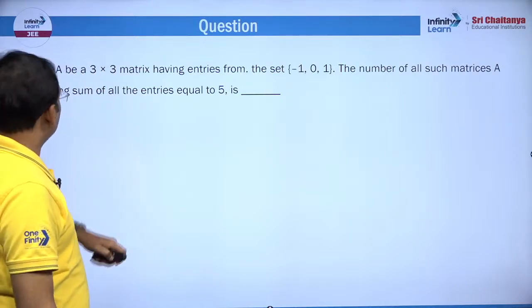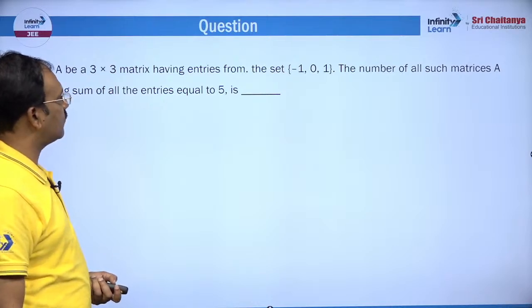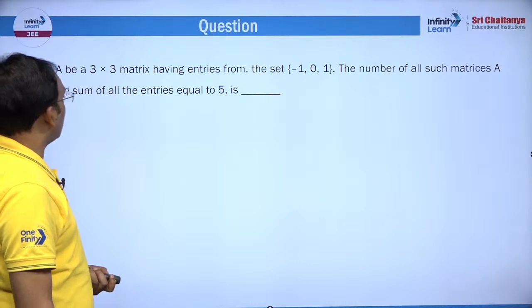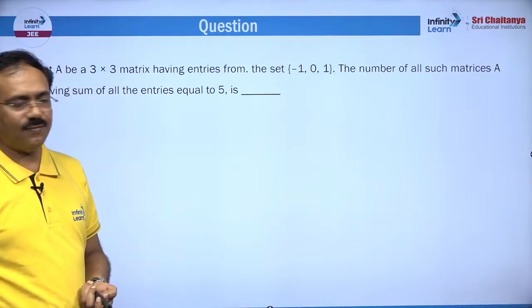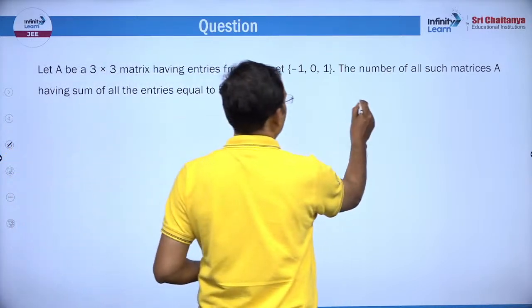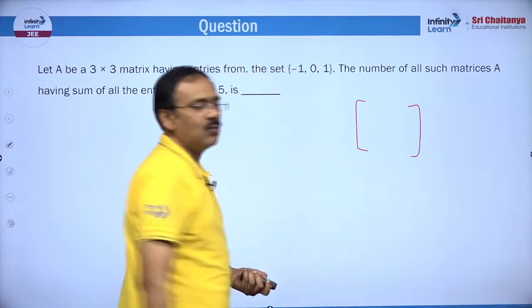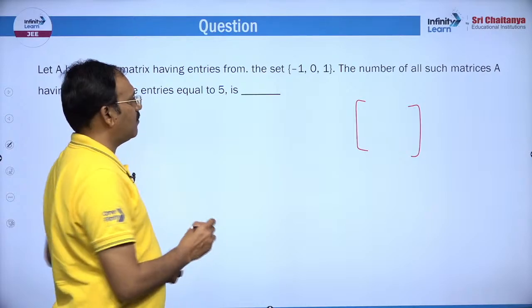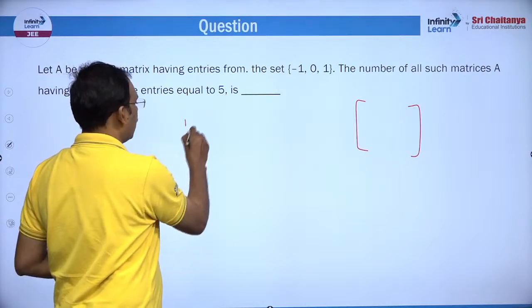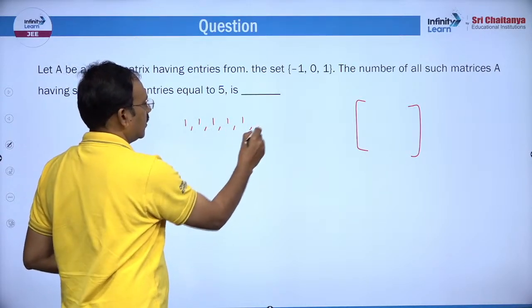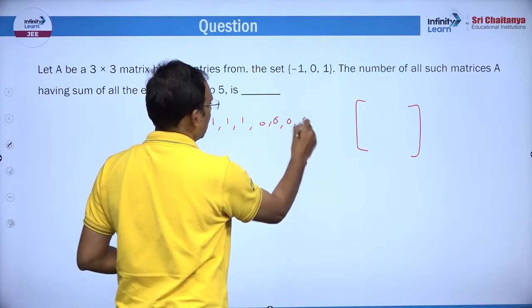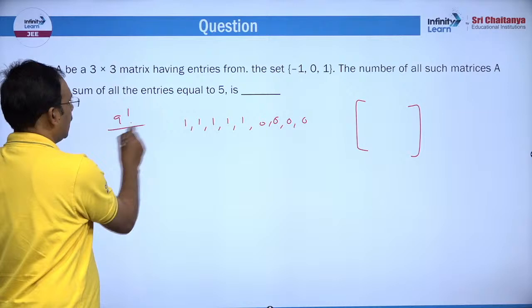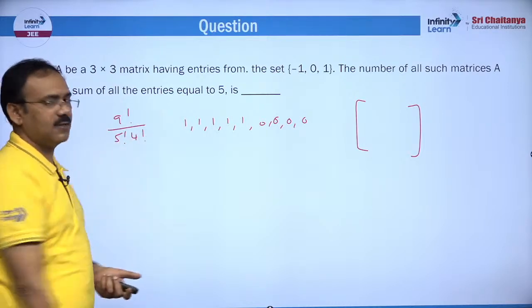A is a 3 by 3 matrix having entries from -1, 0, 1. The number of all such matrices having the sum of all the entries equal to 5. That means, friends, there will be 9 entries. You just see how to get the sum: 9 entries, sum must be 5 means how many ones? Suppose you can take 5 ones and 4 zeros, right? The sum will be 5. In how many ways can you arrange? 9 factorial by 5 factorial into 4 factorial.